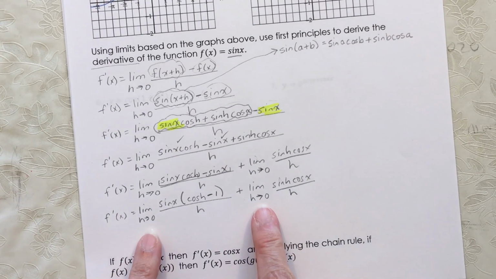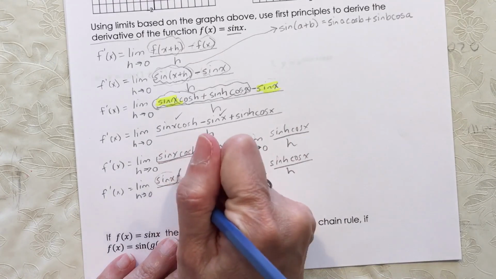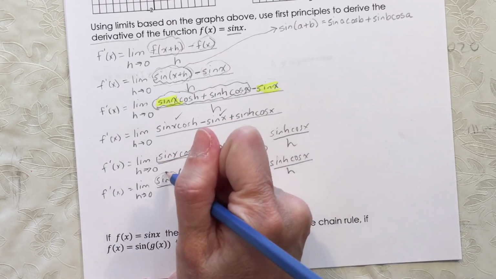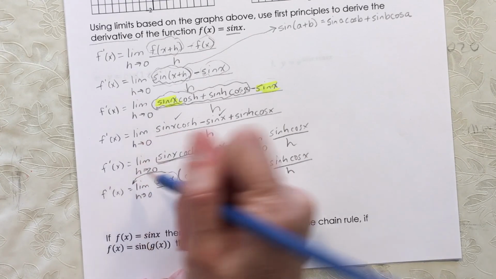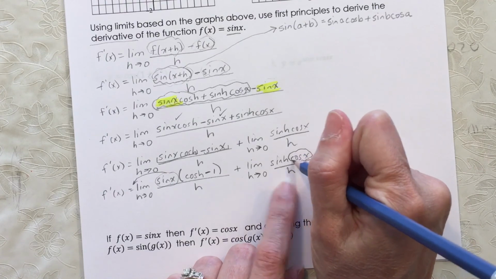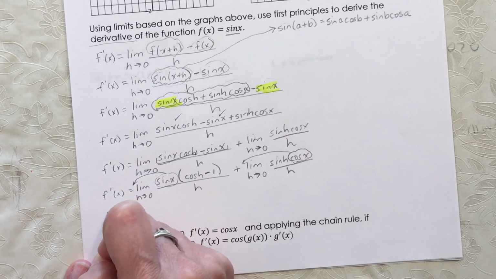Now, because this is the limit as h approaches 0, sine x doesn't depend on what h is doing. It doesn't matter what h approaches, so it can hop in front of the limit. And then same thing over here, cos x is in terms of x, so it doesn't matter what h does either, so it can hop out in front of the limit. So we're going to rewrite that here.